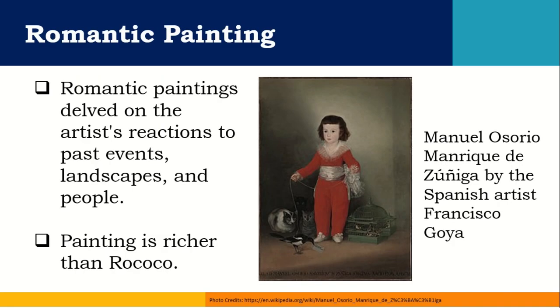Romantic painting. Romantic paintings delved on the artist's reaction to past events, landscapes, and people. Painting is richer than Rococo. An example is Manuel Osorio Manrique de Zúñiga by the Spanish artist Francisco Goya.